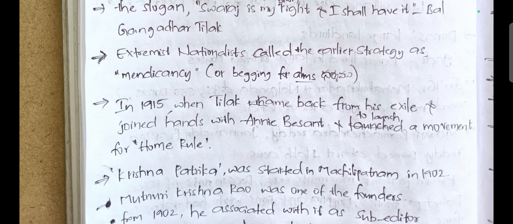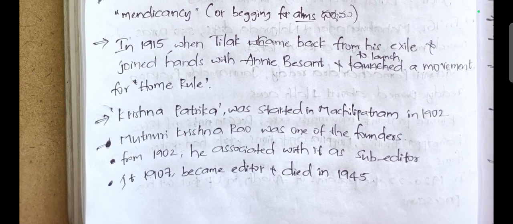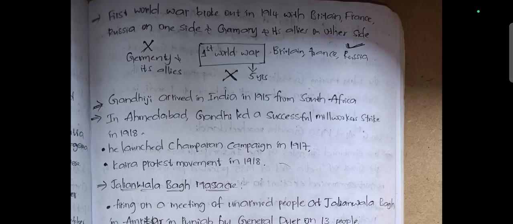Krishna Patrika was started in Machilipatnam in 1902. Mutnuri Krishna Rao was one of the founders of this Krishna Patrika. From 1902, he was associated with it as its sub-editor. In 1907, he became editor and worked as an editor until 1945, the same year in which he died.